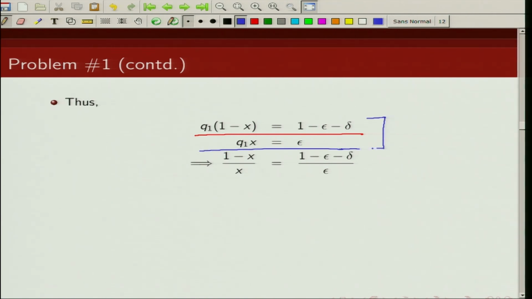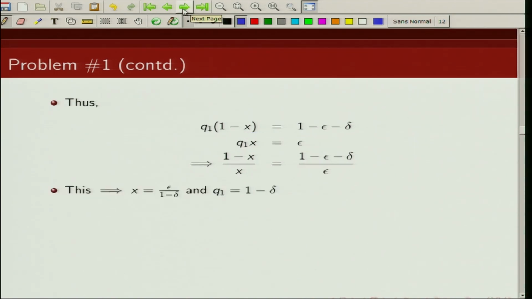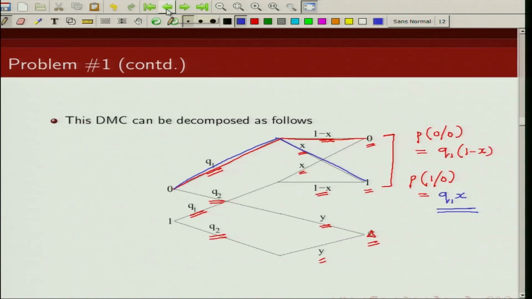So we have two equations. This is equation 1, this is equation 2, and we have two unknowns. One is Q1, other is x. We solve for it and we get the value of x to be this and Q1 to be this. Similarly, we can find out what is Q2 and y.